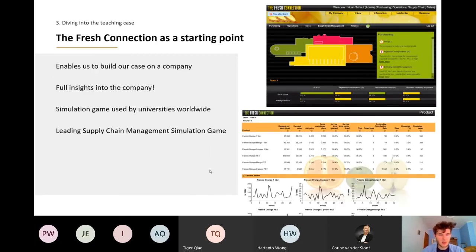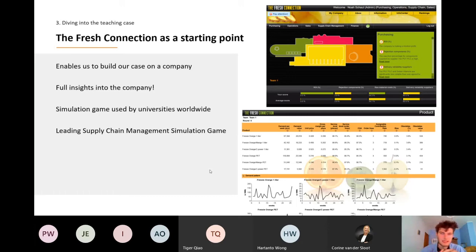And I'm saying most of you know the Fresh Connection, not because it's a real company that is well known, but because the Fresh Connection is well known as the leading supply chain management simulation game. And this enables us to build our case on a company which, yes, is virtual, but it gives us full insights into the company. And these insights, this data and the scenarios, is all based on real life data and on real life companies. So the Fresh Connection is built on a real life juice manufacturer, actually.